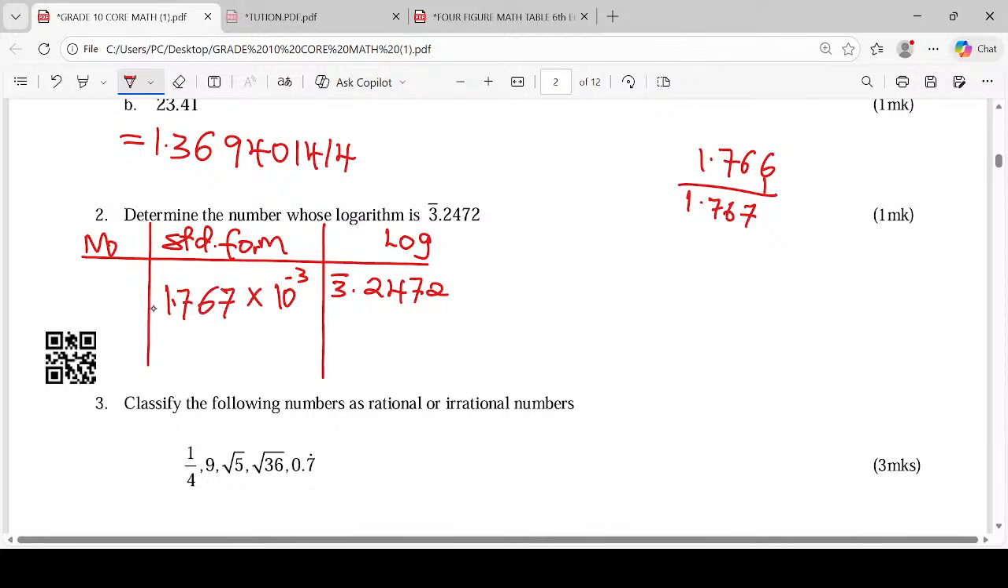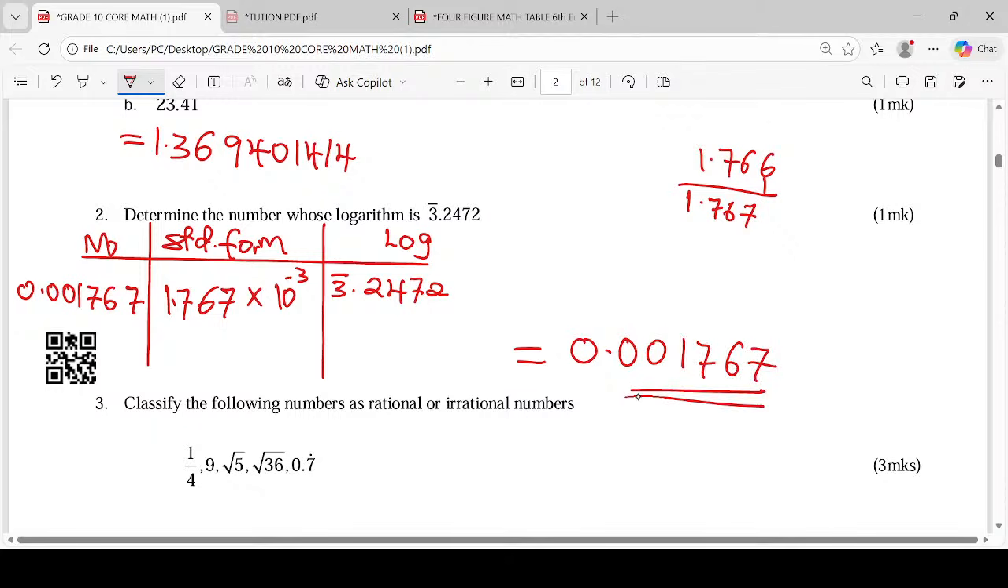So when you take 1.767, you multiply by 10 power negative 3, then now your number is going to be 0.001767. So this is your number. So your correct answer here is 0.001767. That's how you respond to question 2 to get the mark there.